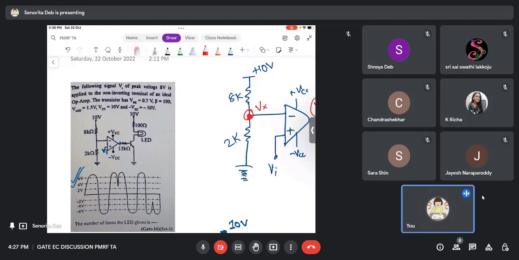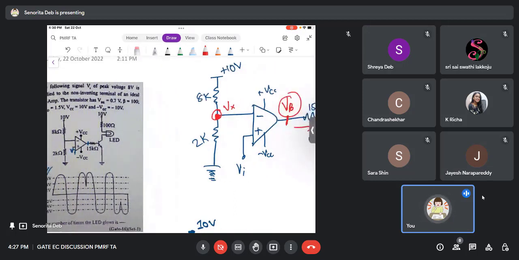Okay, so your first task will be, what is the voltage Vx, right? So what is Vx? It is simple voltage division rule, right? So what is Vx? Vx is nothing but 2 by 2 plus 8 into 10, which is 2 volts, right?